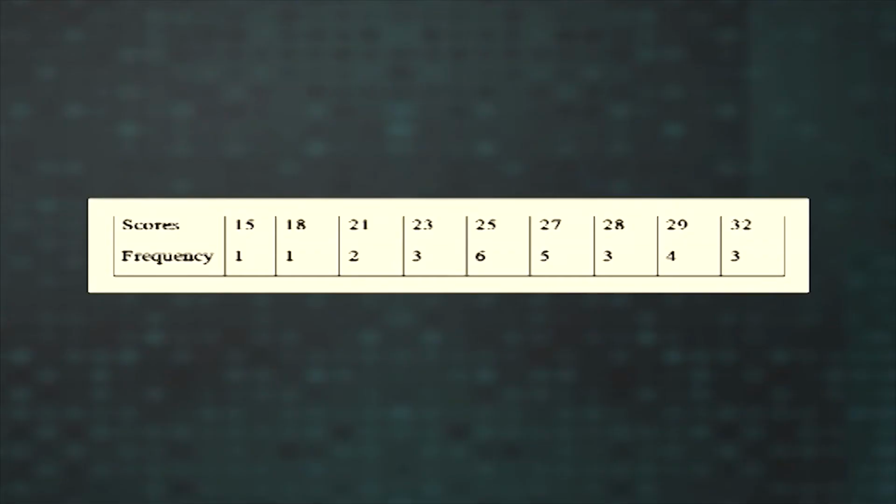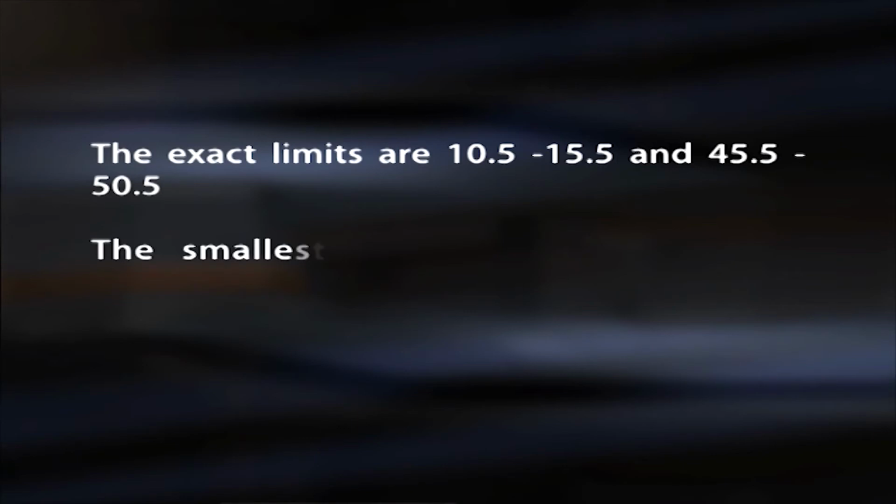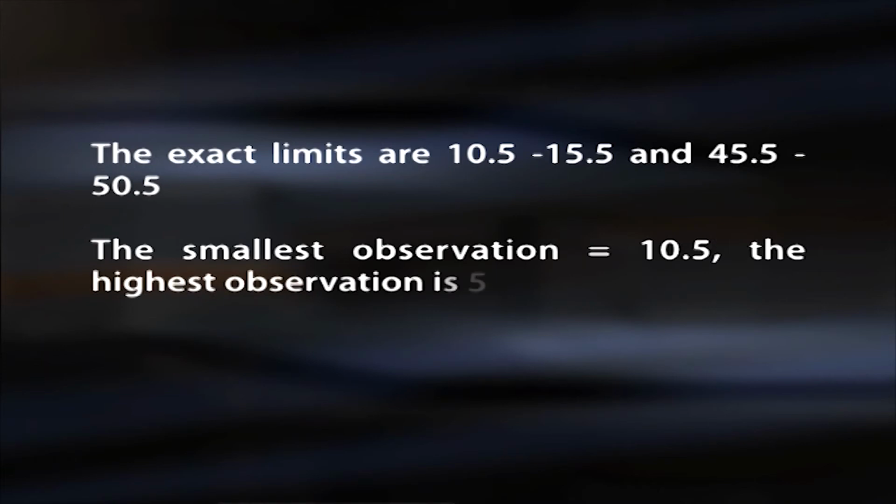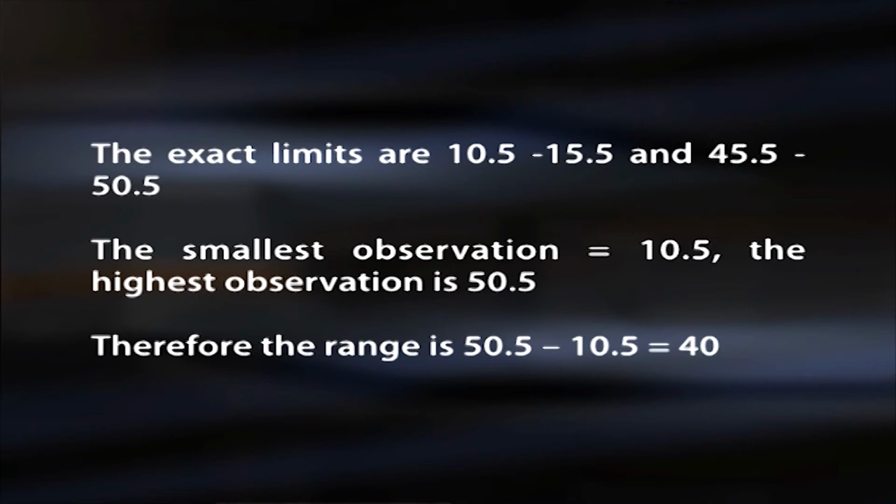Find the inclusive range in the grouped data below from the table. From the table, class intervals are given in the first row and frequencies are given in the second row. Here, the lowest interval is 11 to 15 and the highest interval is 46 to 50. The exact limits are 10.5 to 15.5 and 45.5 to 50.5. The smallest observation is 10.5, the highest observation is 50.5. Therefore, the range is 50.5 - 10.5, that is 40.